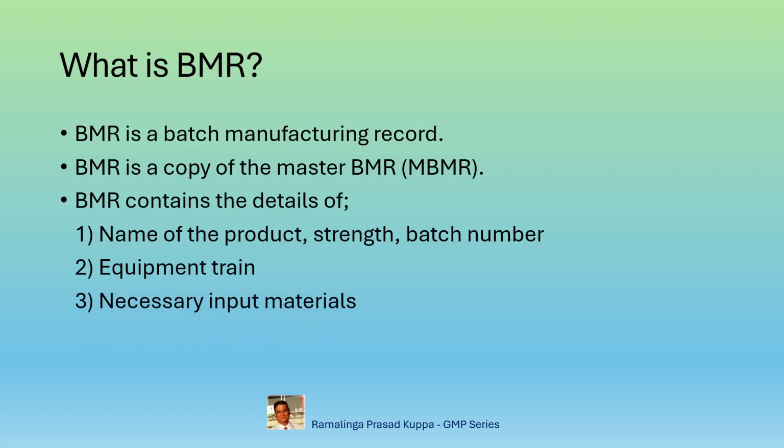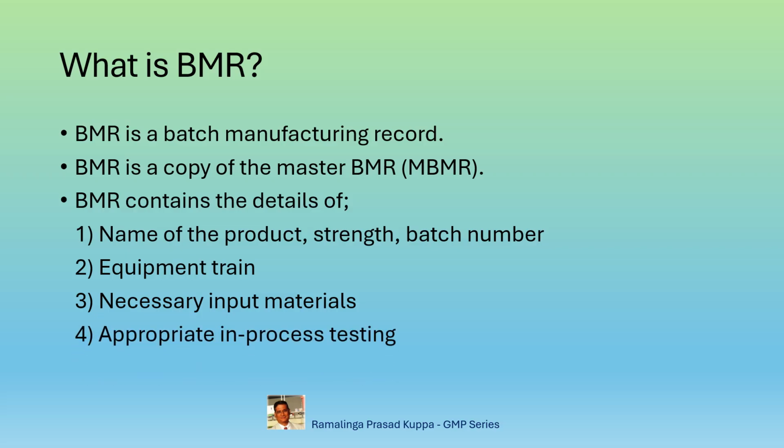Necessary input materials. All necessary input raw materials from approved stock should reflect the bill of materials in BMR. Packaging materials may be reflected separately in supplementary BMR for packaging. Packaging materials include primary package, secondary package, labels, seals, etc.